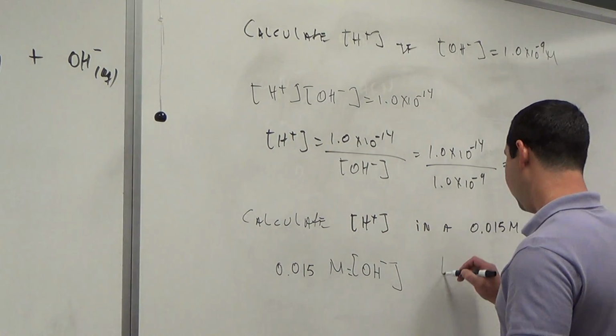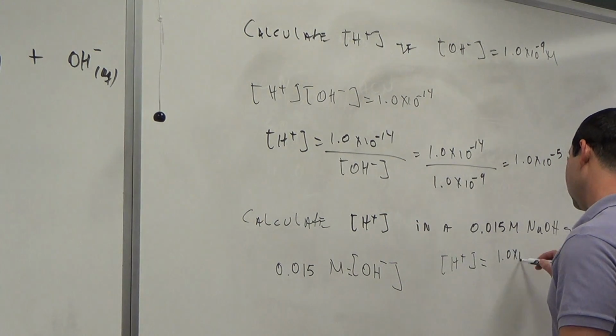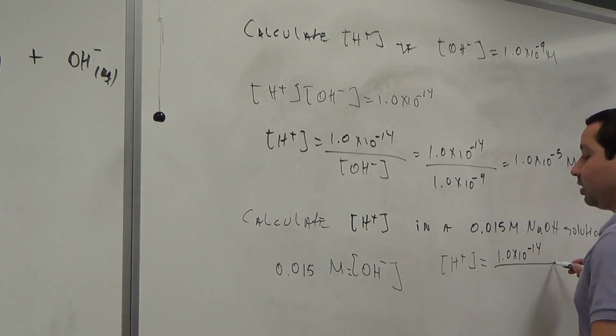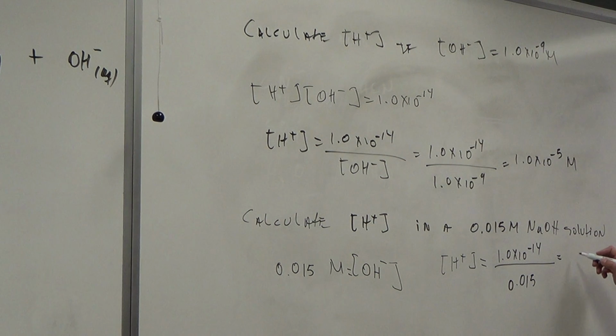What's the concentration of H plus? 1.0 times 10 to the minus 14 divided by 0.015. What does that give you? 6.67 times 10 to the minus 13. So let's say 6.7 times 10 to the minus 13. Units? Molarity.